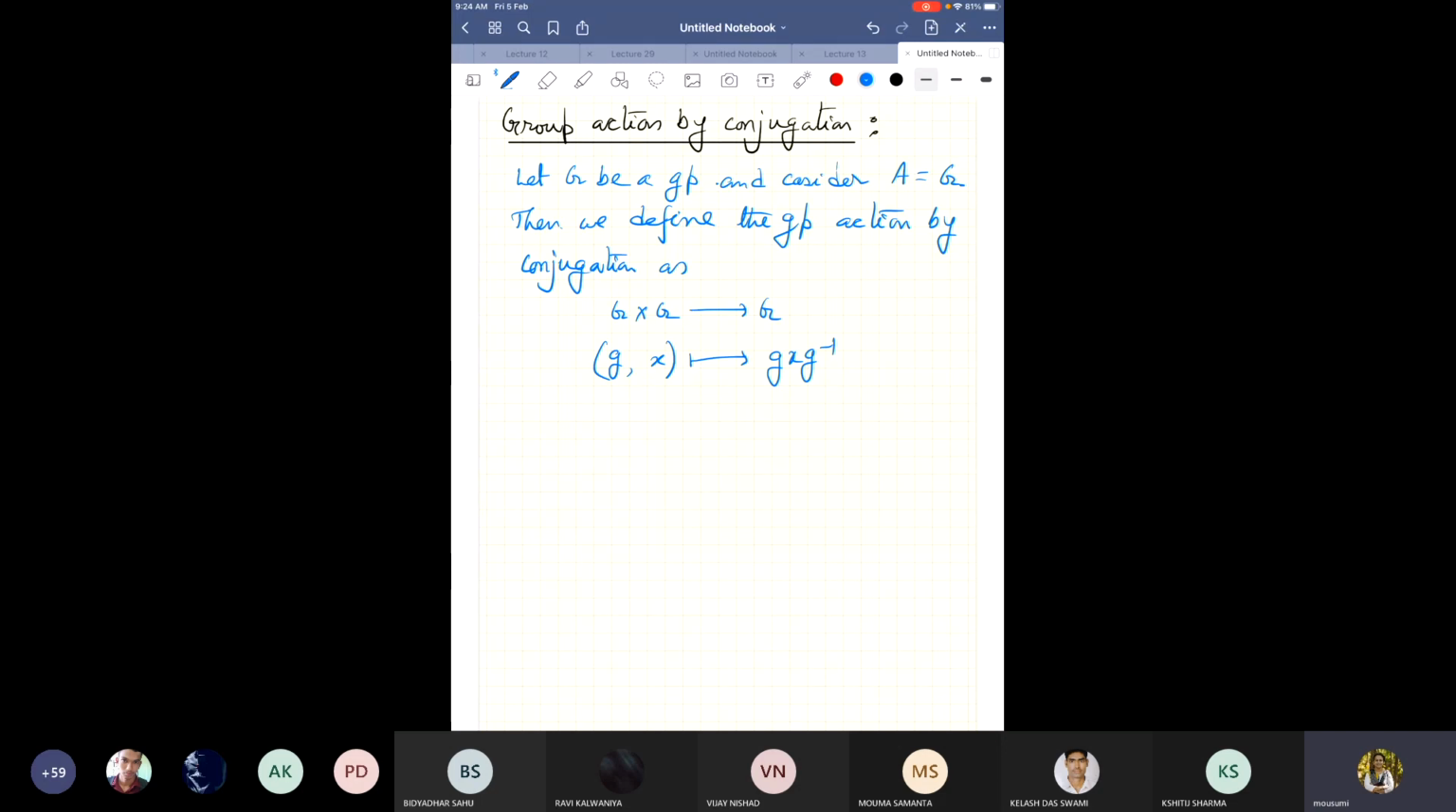So is it clear what is the group action I'm considering? This gxg inverse is nothing but the operation in the group G. Because we have already one binary operation defined on G, and with respect to that operation I am considering gxg inverse, so it will again be an element of the group G. The operation is the group operation.